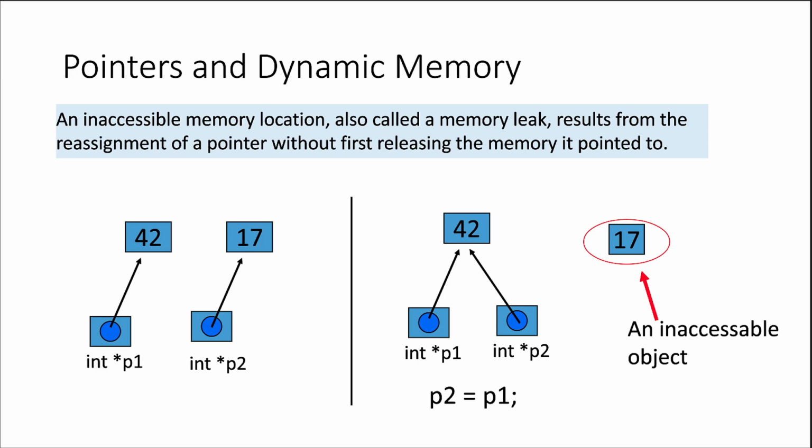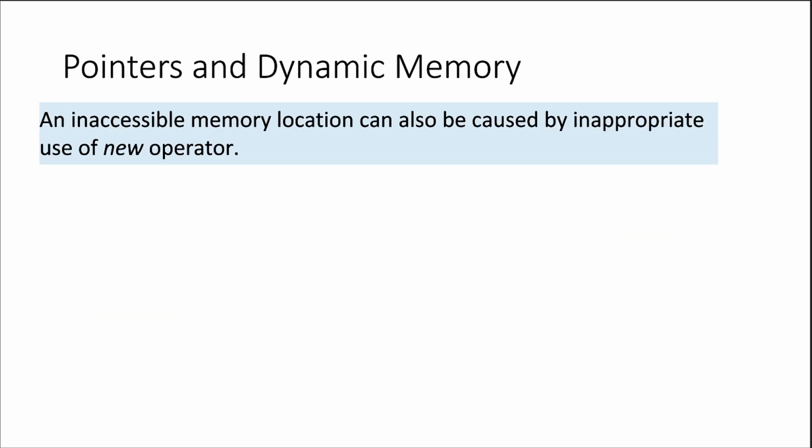You forgot to release. Okay, any questions? You forgot to release P2. You should have freed P2, and then done the reassignment to 42, but you did not do that. An inaccessible memory location can also be caused by inappropriate use of the new operator. Let us see that now.